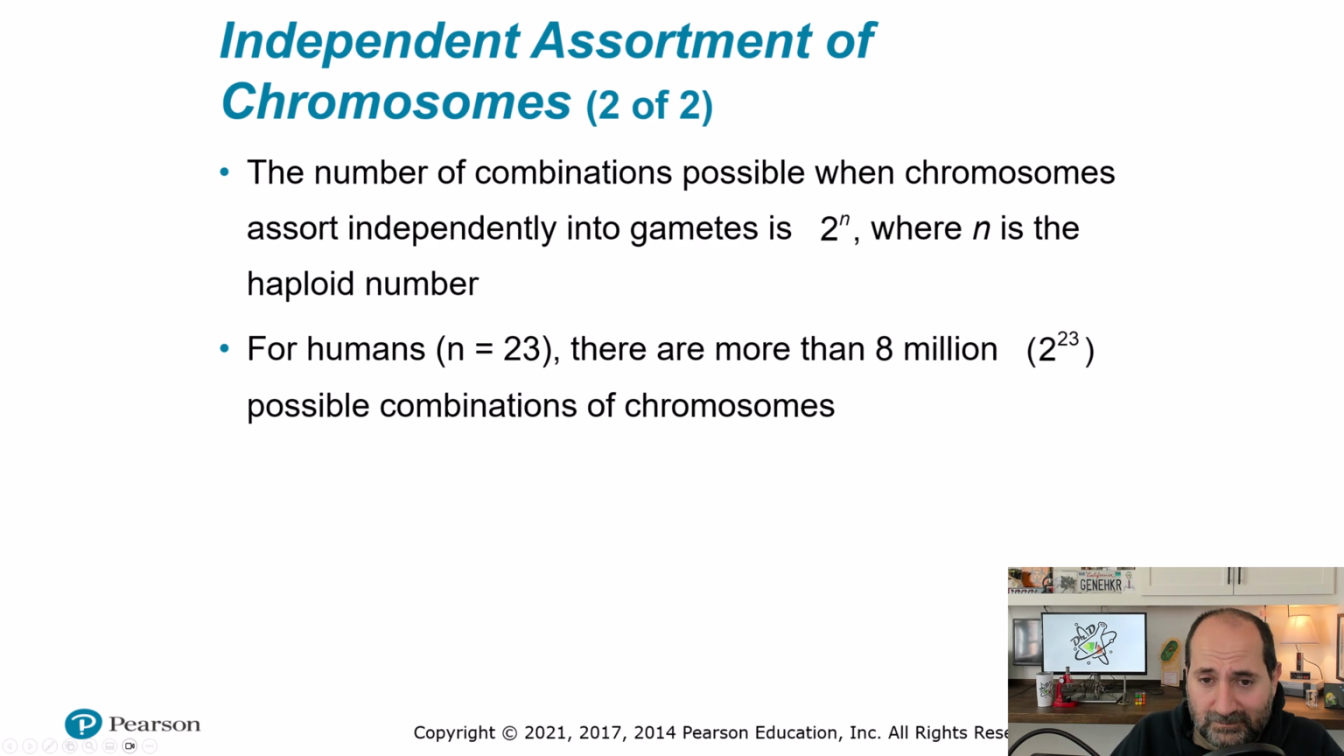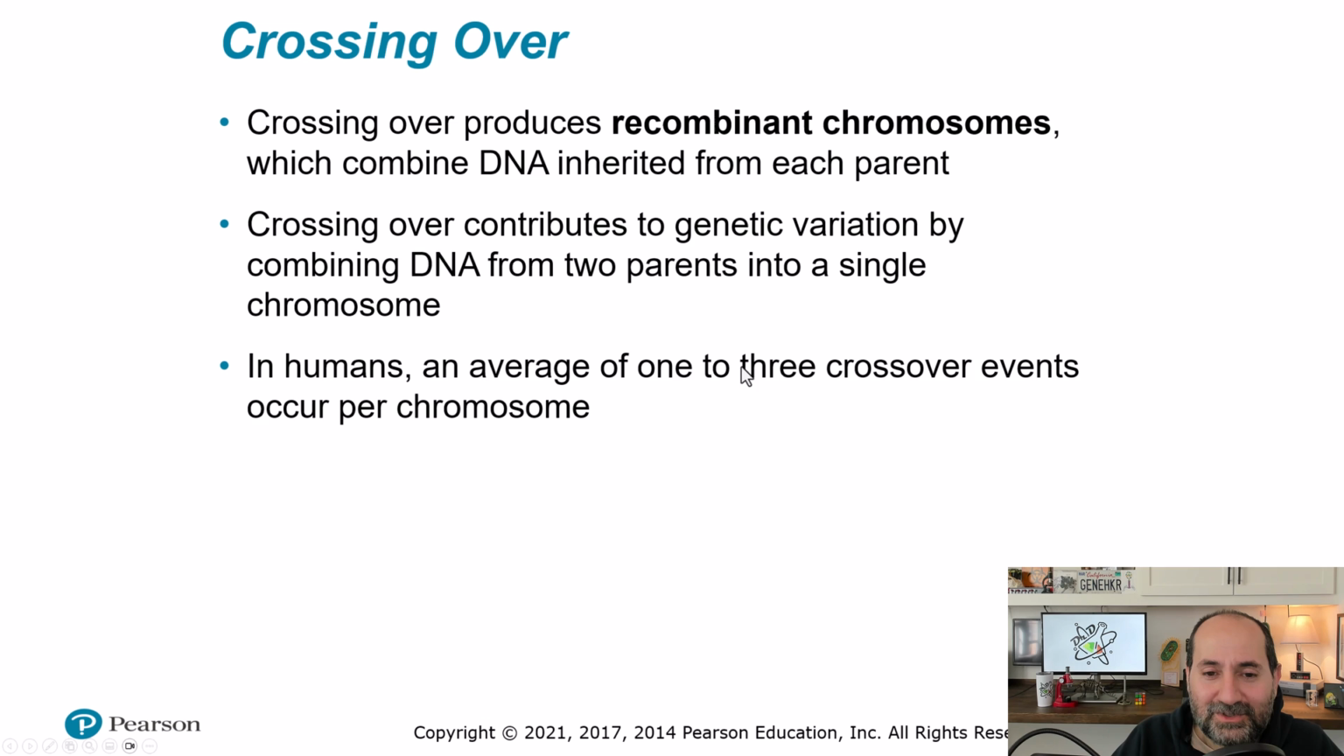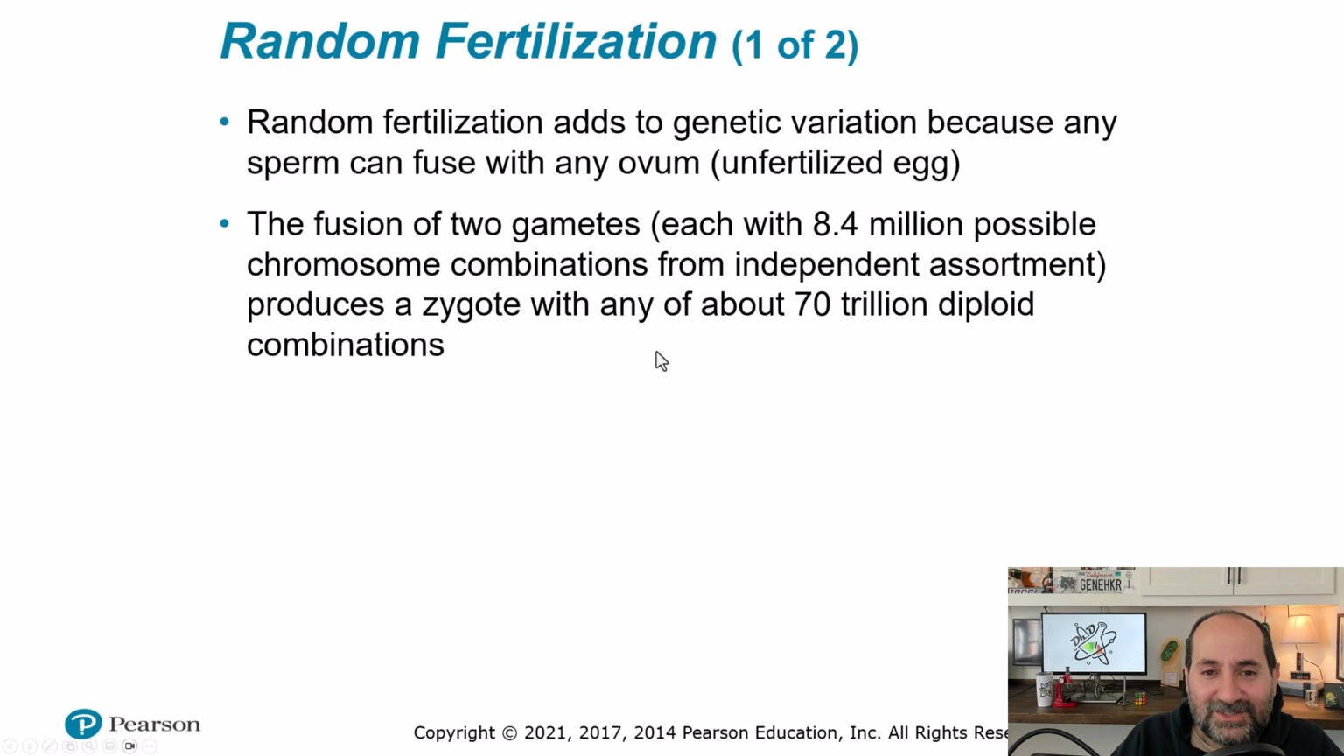And so for a child to come to be, a 1 in 8 million sperm would have to fertilize a 1 in 8 million egg, right? So isn't that rare? Wouldn't that result in an ultra rare combination, an ultra unique combination in the offspring? Isn't that really interesting to think about?